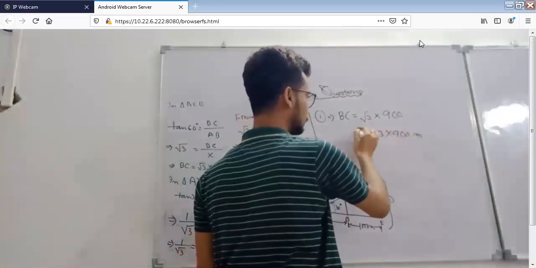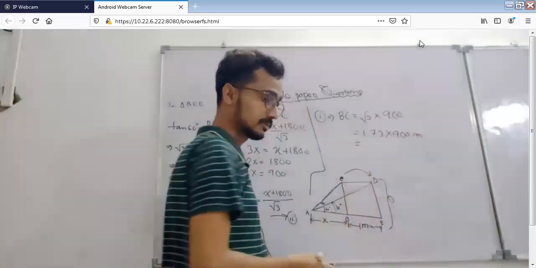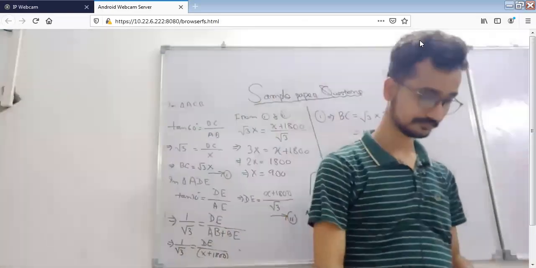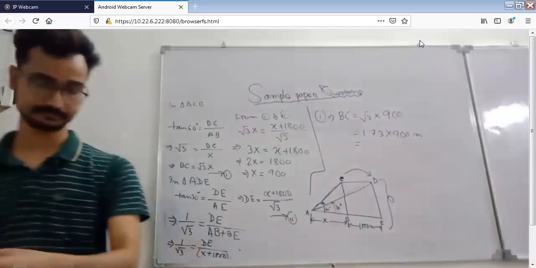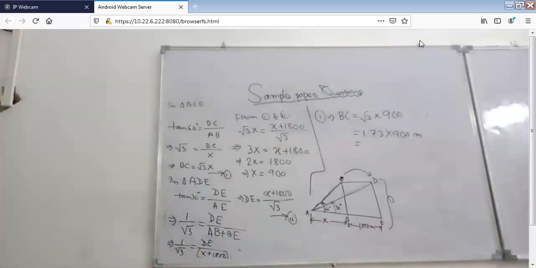So simplify it. 1.73 into 900. All of you simplify. What will be the answer? Tell me. If you simplify it, it will be approximately how much? 1558.2 approximately meter. And yes or no? And this question came in the 2012 final exam. In the 2012 board exam, this question came.